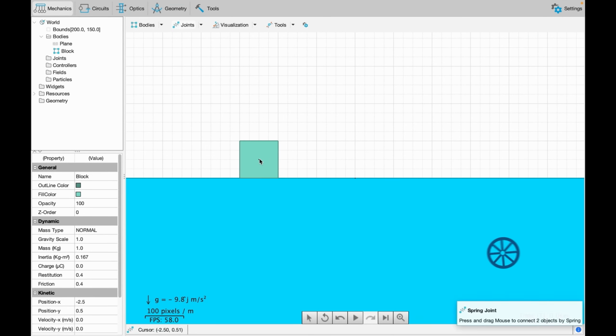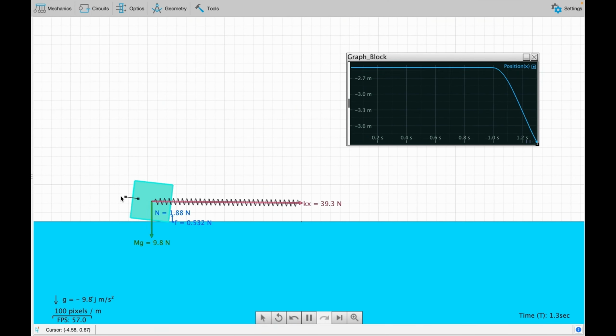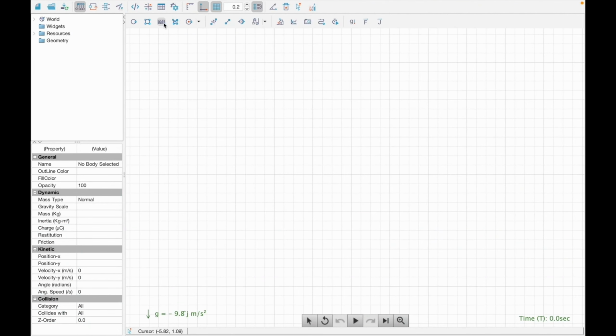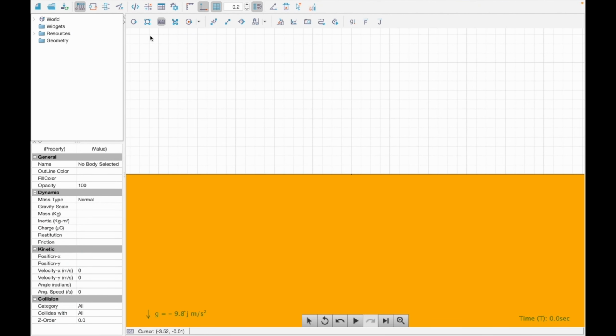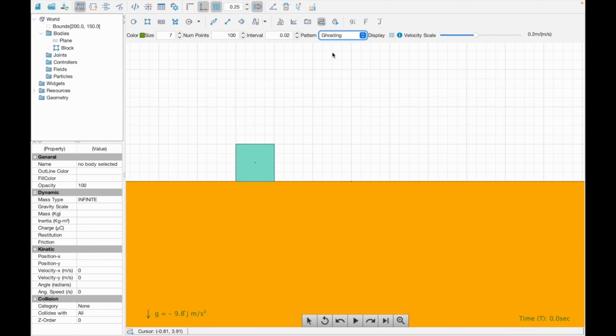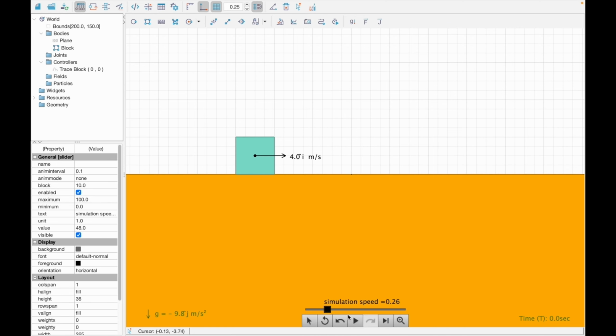Let's understand this by using SimPhy, a physics simulator where anyone can create simulations without any coding. First, we'll create a ground, and then place a block on top. Now click on the block, and from the properties on the left side, set the velocity as, let's say, 4, and attach a ghosting tracer with interval as 1 second at the center. Make sure to reduce the simulation speed so that we can observe better.